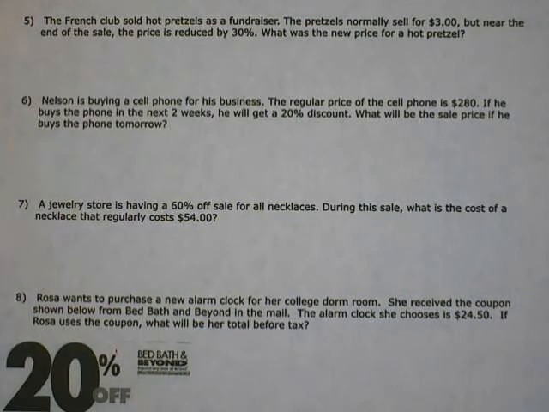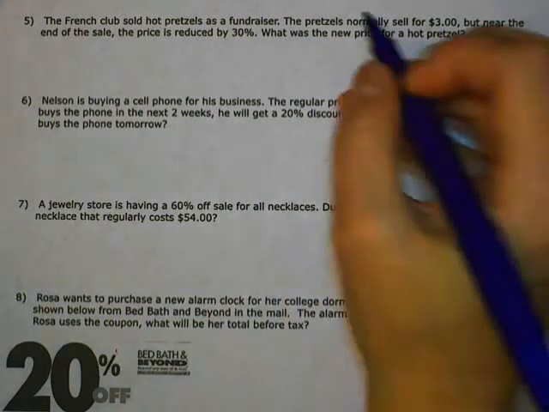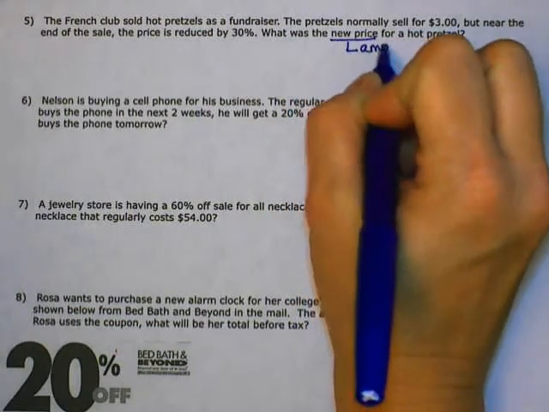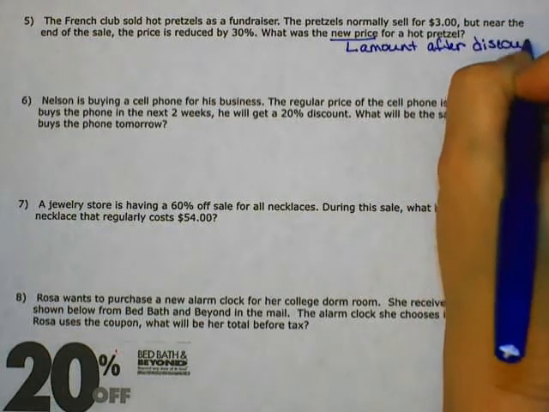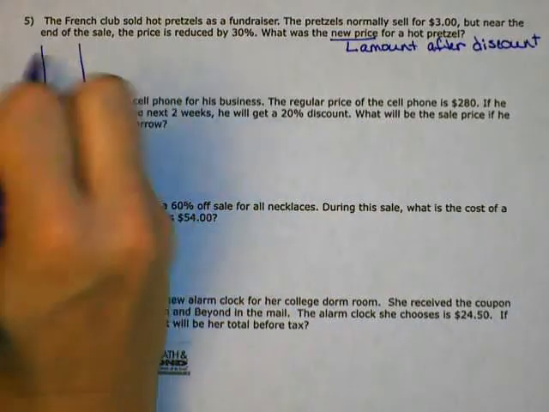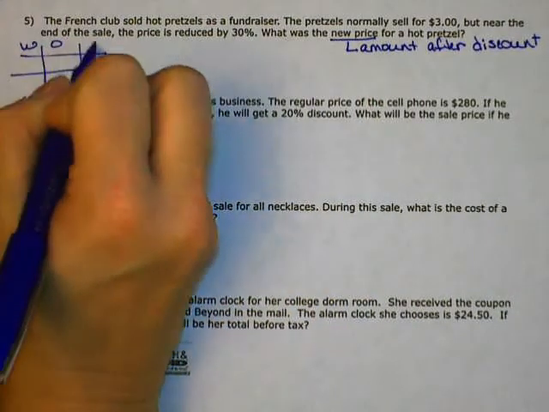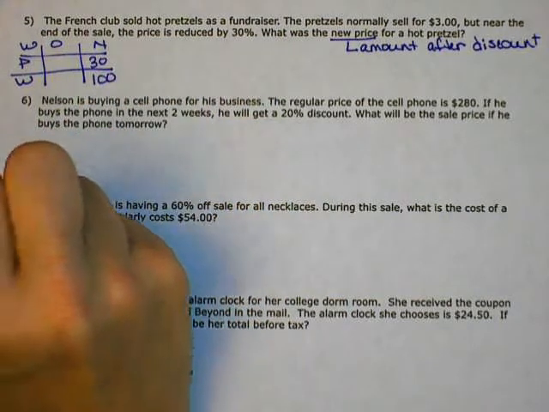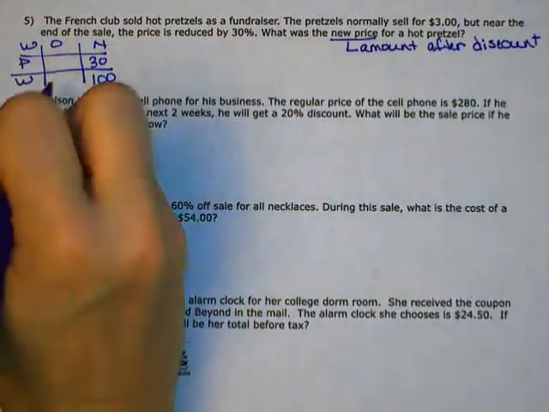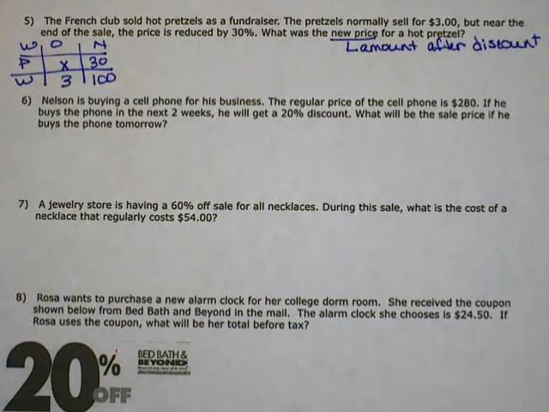Number 5, the French Club sold hot pretzels as a fundraiser. The pretzels normally sell for $3, but near the end of the sale, the price is reduced by 30%. What was the new price for a hot pretzel? The new price is the amount after the discount. Therefore, we need to set up the proportional one table to determine the discount amount. And remember, the percent always goes over 100. They normally sell for $3, so we will put the $3 in the original place.